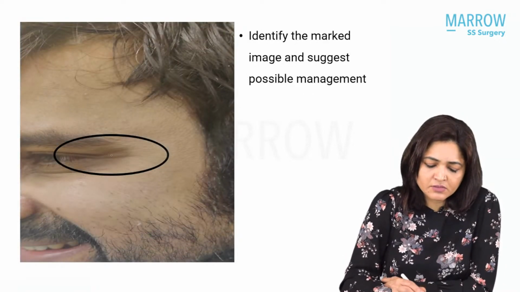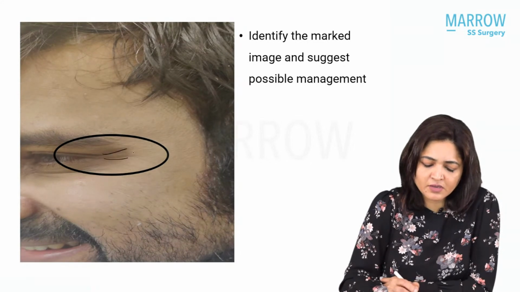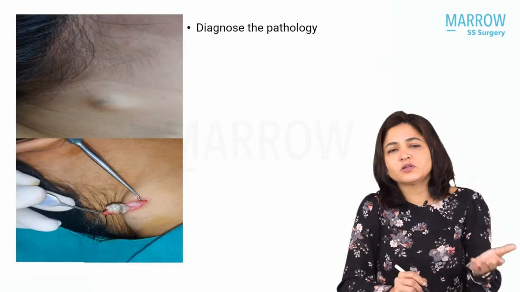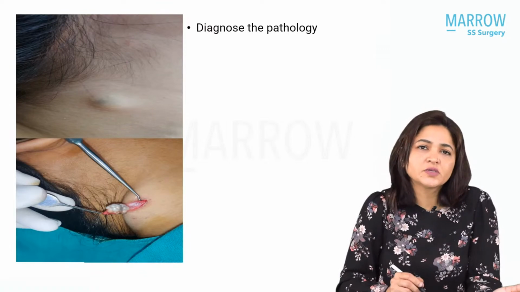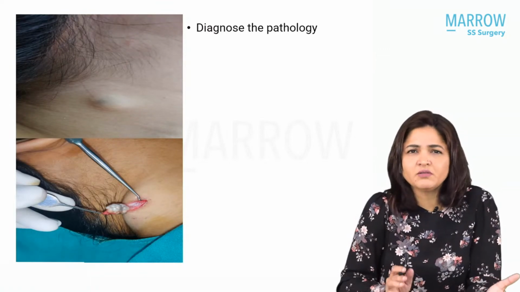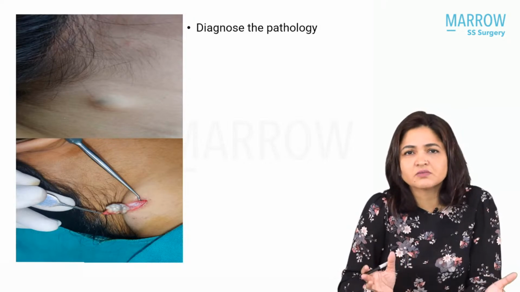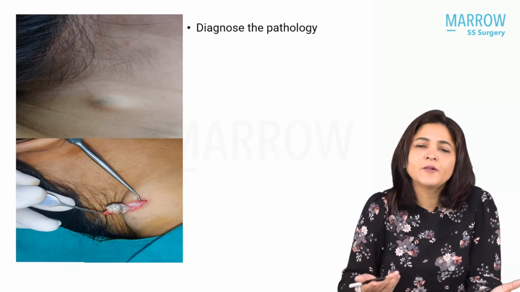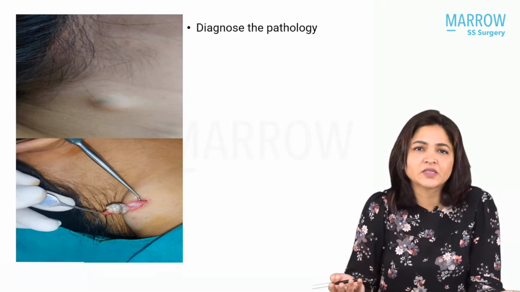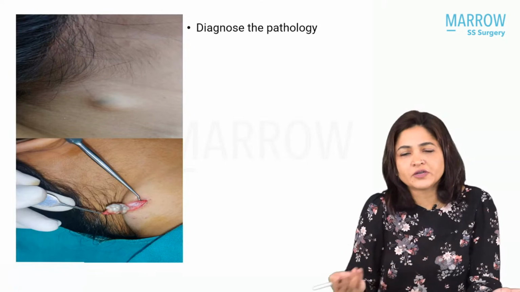Now here, identify the marked image and suggest the possible management. Here basically what the image is trying to show is crow's feet, and what is the possible management? Common management is botulinum toxin. We've already discussed about it. And again, not very important, but just that what is the special name? These are crow's feet. And how do you treat? It is botulinum toxin. Botulinum toxin, you will need to know what is the mechanism of action and how often it needs to be repeated.